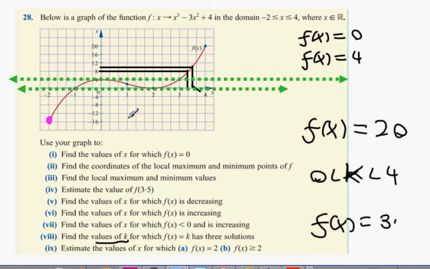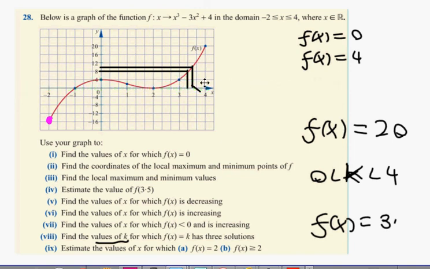Estimate the values of x for which f of x equals 2 and f of x is greater than or equal to 2. Well lads, if f of x is equal to 2, what happens? It's a line straight across at 2, so I need to get rid of these lines here.